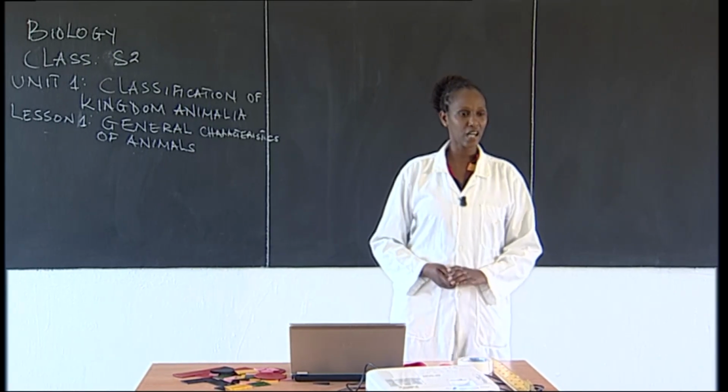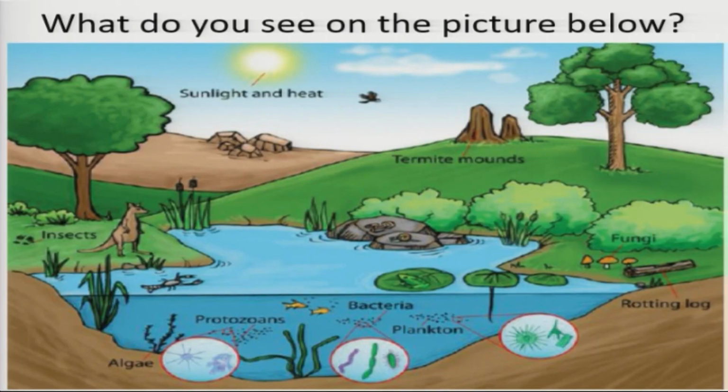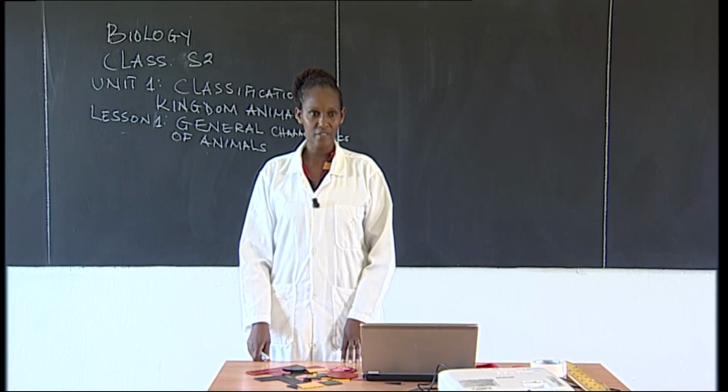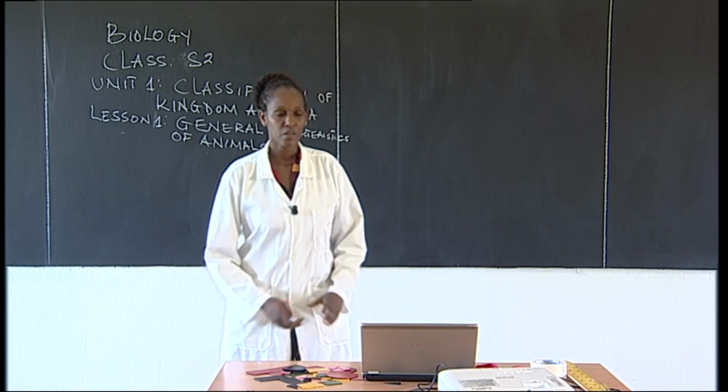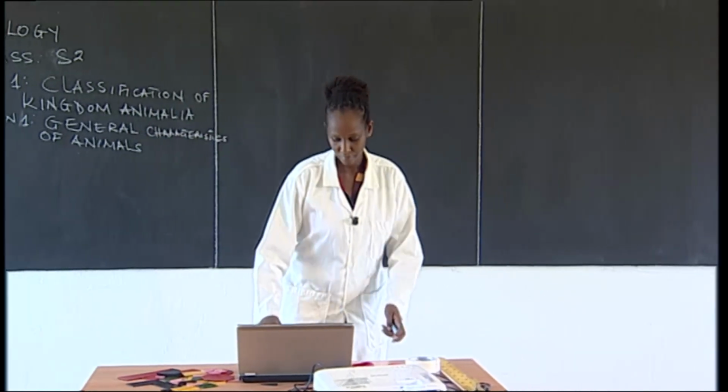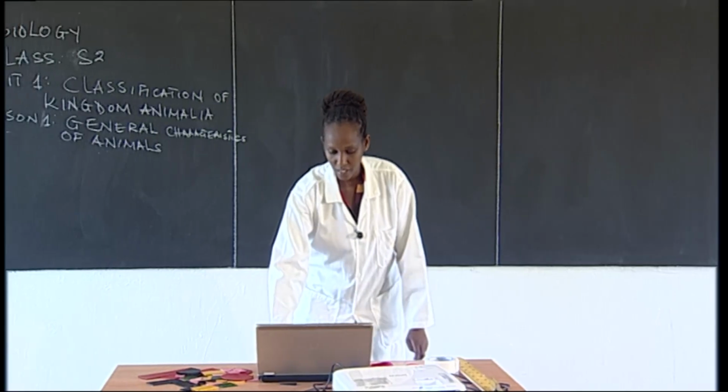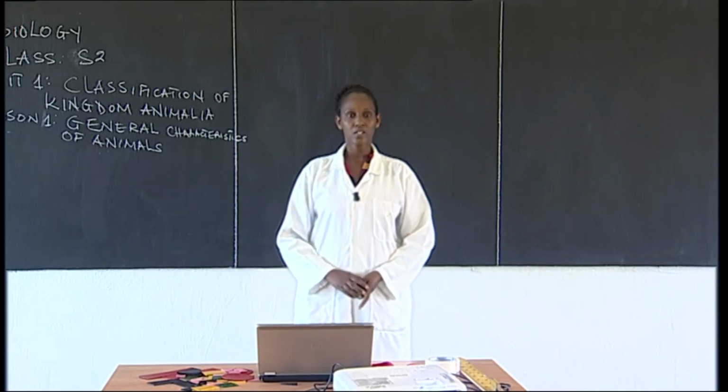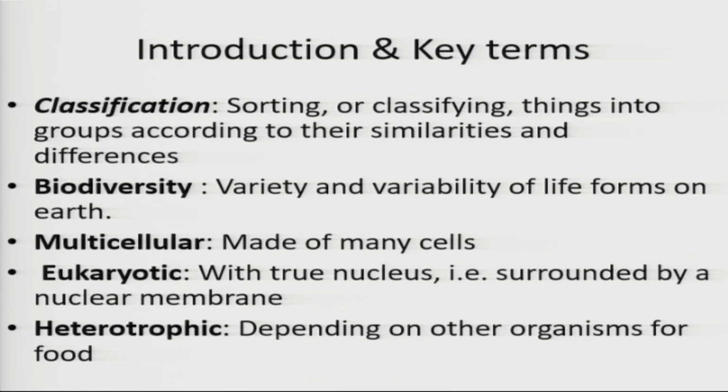On the picture, we are seeing different kinds of animals. That one we call biodiversity, the biodiversity of animals. What is biodiversity? We are going to look first at some of the new terms, or the key terms, that we are going to meet during our course. One is classification.